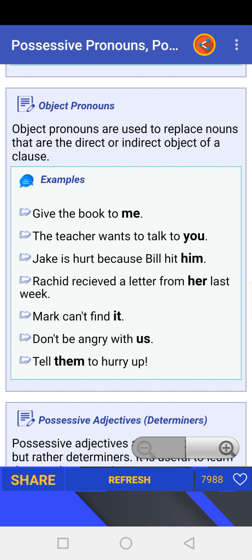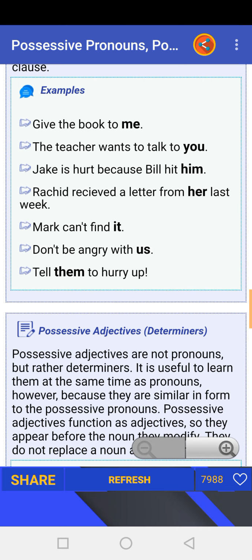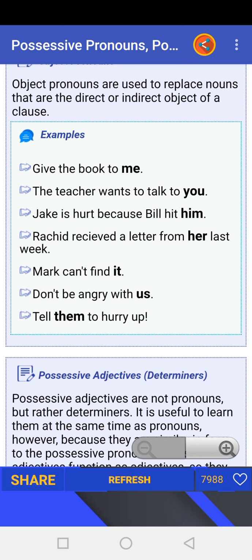So now let's go to object pronouns. Object pronouns are used to replace nouns that are the direct or indirect object of a subject. So to use object pronouns, we have to replace a direct or indirect object noun. So give the book to me. So me is an object pronoun.